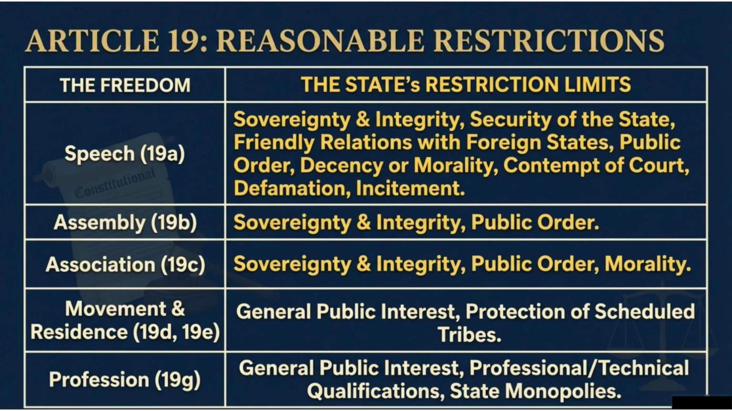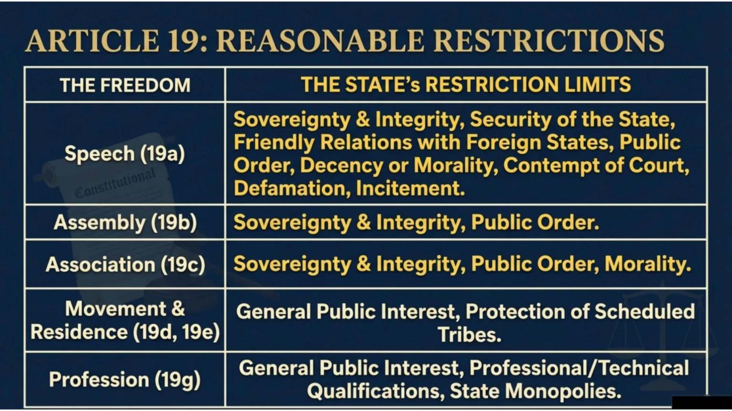Now here is where Article 19 gets a little more layered, and this is very frequently asked in prelims. The state can impose reasonable restrictions on these freedoms, but those restrictions must fall within the grounds specifically mentioned in the Constitution. For freedom of speech under 19(1)(a), the state can restrict it on 8 grounds: sovereignty and integrity of India, security of the state, friendly relations with foreign states, public order, decency or morality, contempt of court, defamation, and incitement to an offense. That is the longest list.